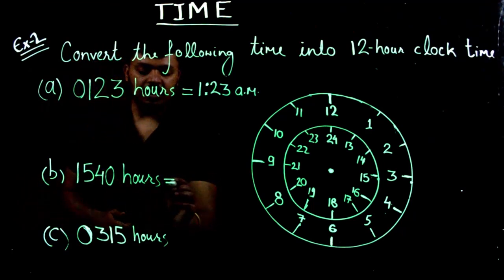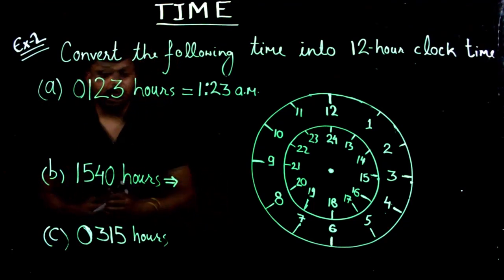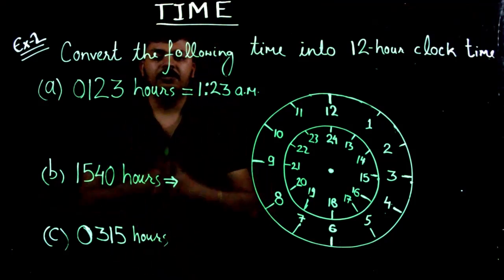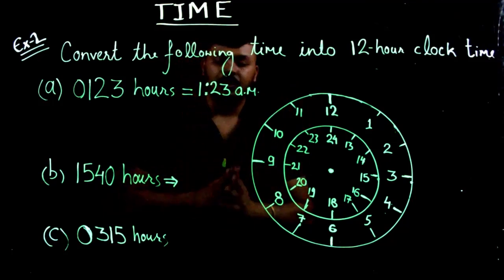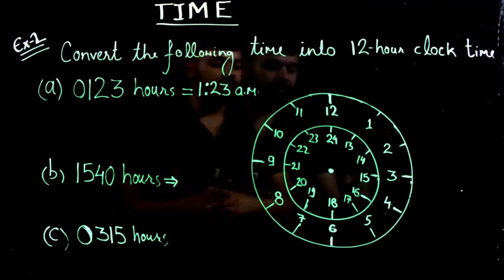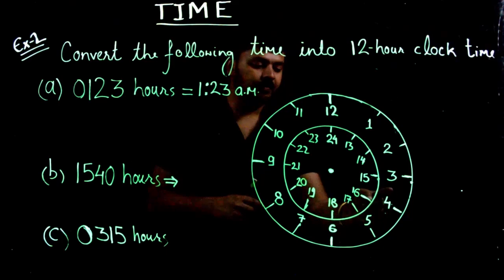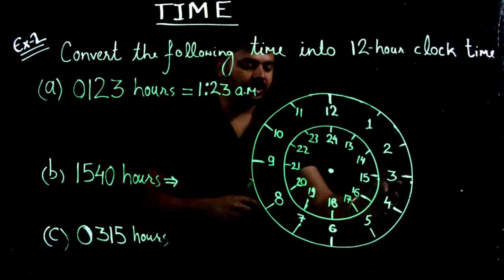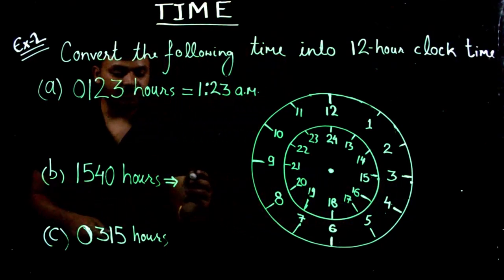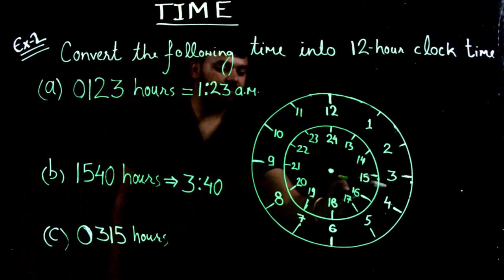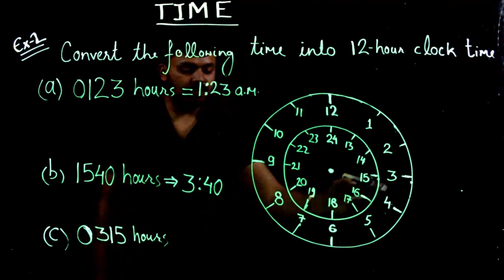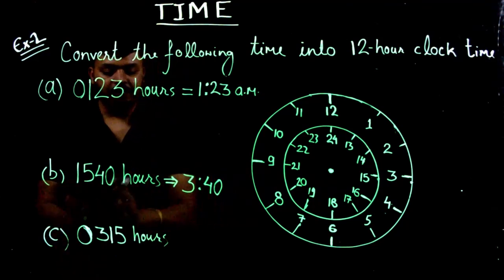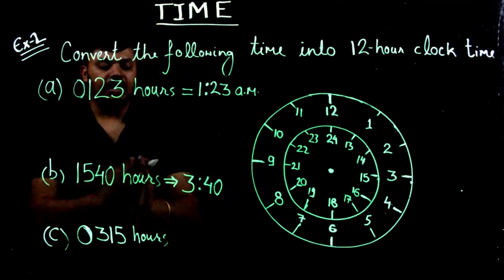Now let's look at the second part, part B, 1540 hours. So here our hours are greater than 1200 hours, so it would go to the PM section, that is, time after 12 noon. 1540 is somewhere between 15 and 16, so 15 denotes 3, so we can write 1540 as 3:40. Will it be AM or PM? Since it is greater than 1200 hours, it would be PM.